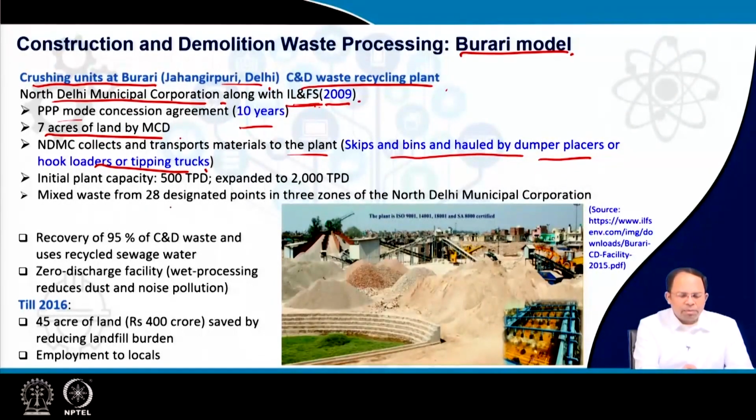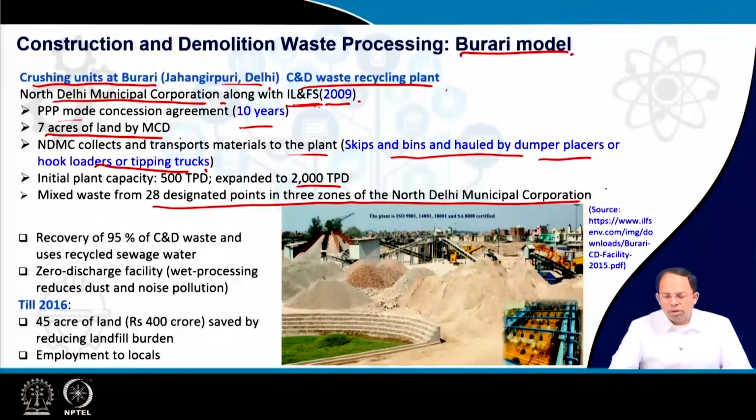The initial plant capacity was around 500 tons per day, and eventually it was expanded to 2000 tons per day. Mixed waste from 28 designated points in 3 zones of North Delhi Municipal Corporation was taken to this particular plant. As you can see, these are the different operations going on in different parts of the plant, and I will gradually discuss those. Around 95% of the C&D waste is recovered and processed, and we can make it into other products. It also uses water because some of the processes require water, and in this case recycled sewage water was utilized.